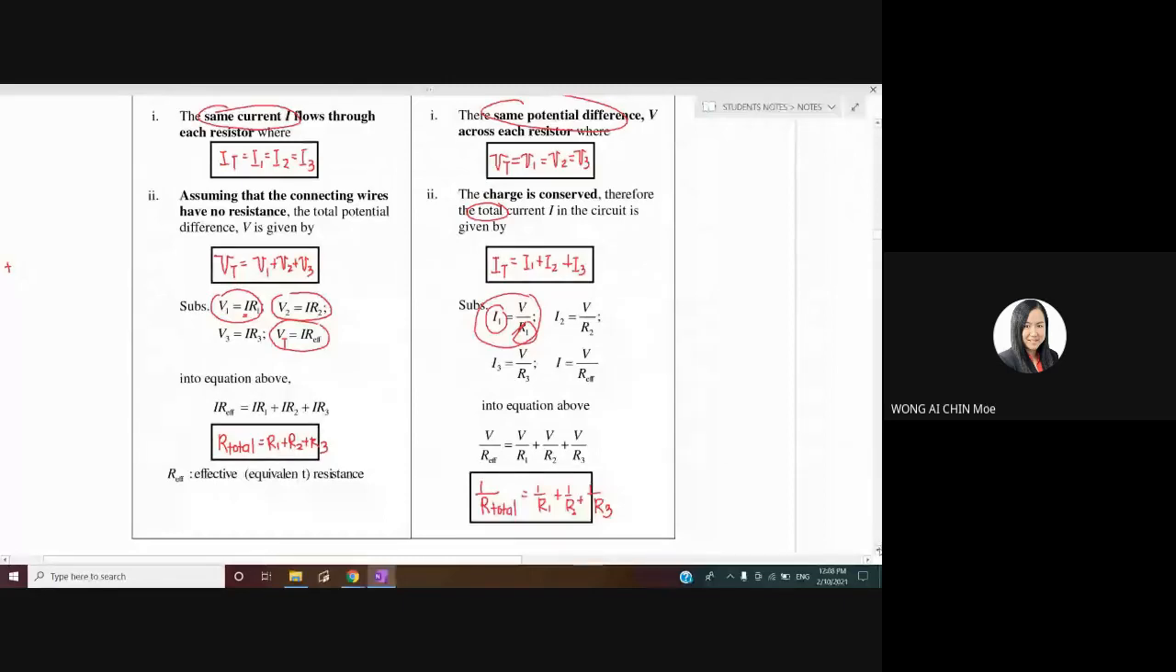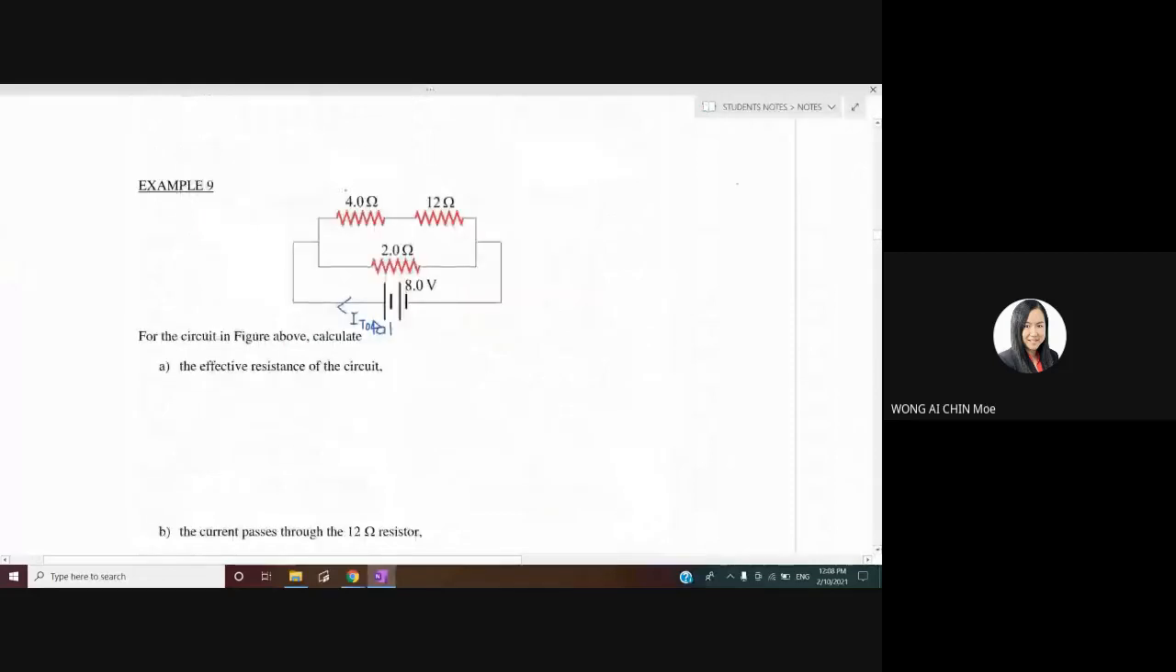Okay, let us try one question. Here we have three resistors connected in series and also parallel. So we try to simplify it to get R effective, or R equivalent.